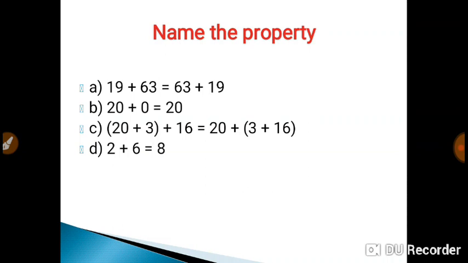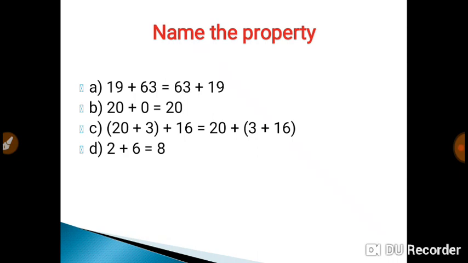In the C part, 23 and 16 have to be added. So, in the first part, 20 and 3 are added first and then to the sum 16 will be added. And in the second part, 20 will be added to the sum of 3 and 16. Here, the numbers are grouped in different ways, but the numbers are the same. Can you identify this property? Yes children, this is the associative property of addition of whole numbers.